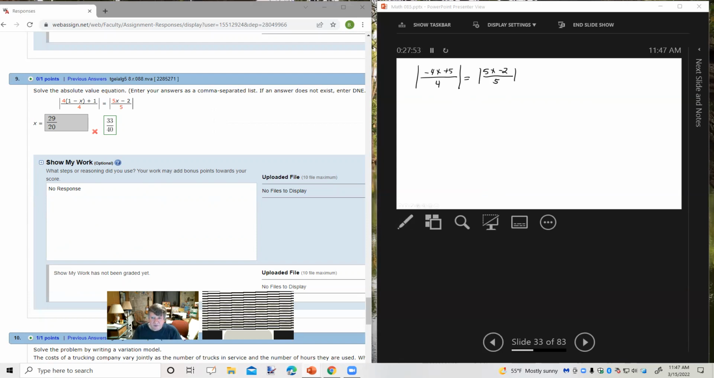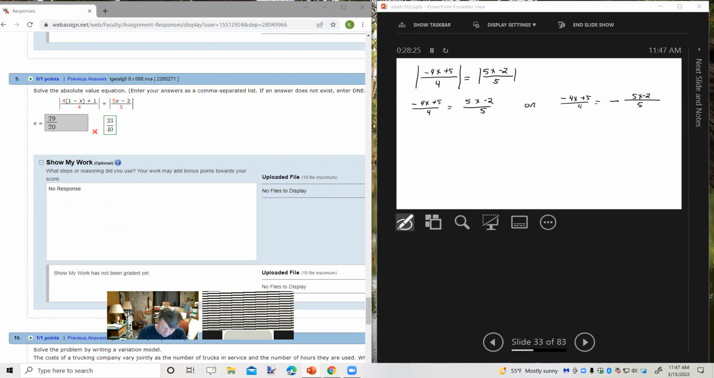Okay, so now we've got 2 possible equations. The first one is what's inside equals what's inside. The second one is what's inside of one equals the opposite of what's inside the other.